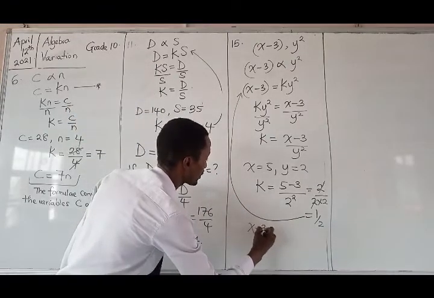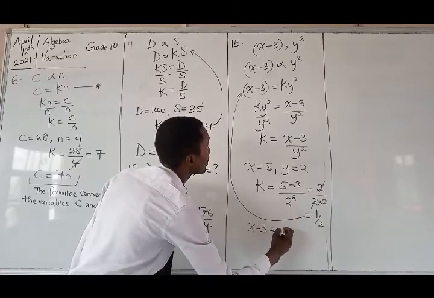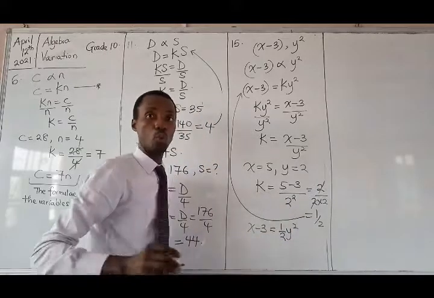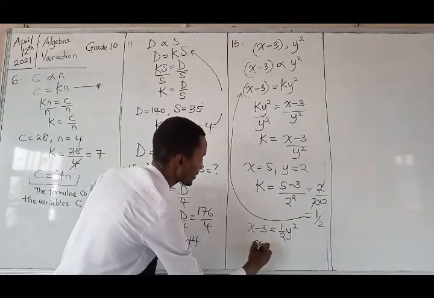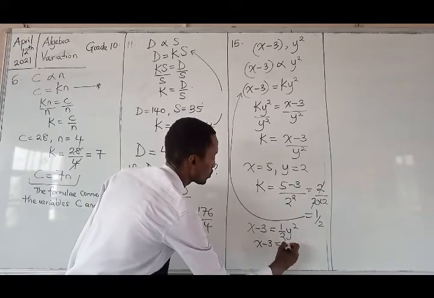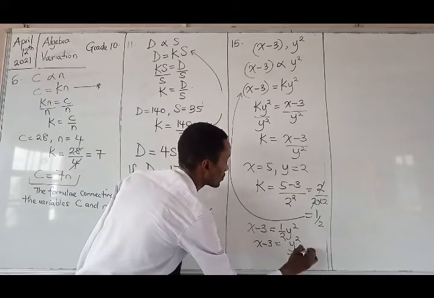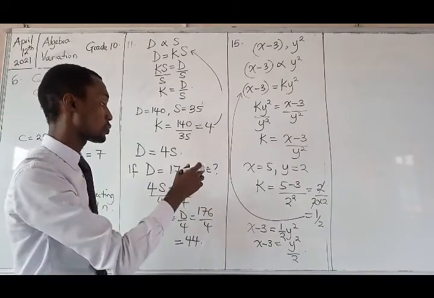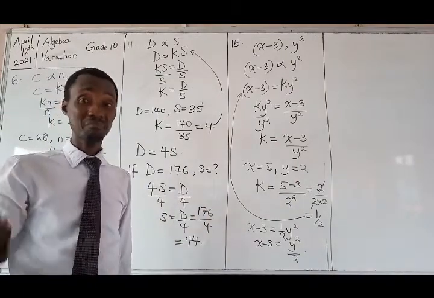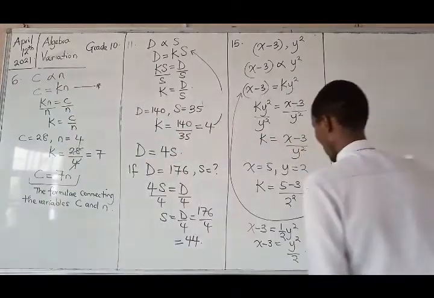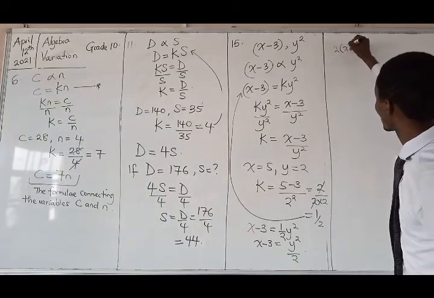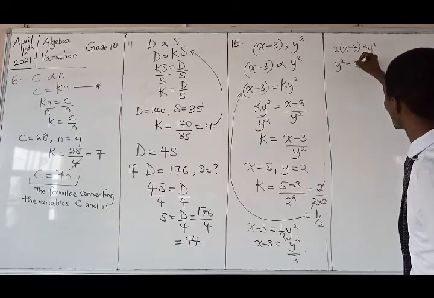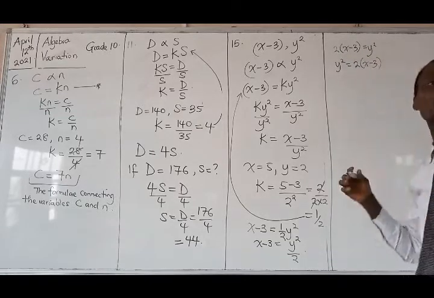And so this will now be what? x minus 3 equal to what? 1 over 2 y squared, which we can finally write as what? x minus 3 equal to y squared over 2. Now you can leave it like this. You can write y squared equal to x minus 3. I can also write this to be what? 2 into x minus 3 equal to y squared, meaning that y squared is equal to what? 2 into x minus 3.